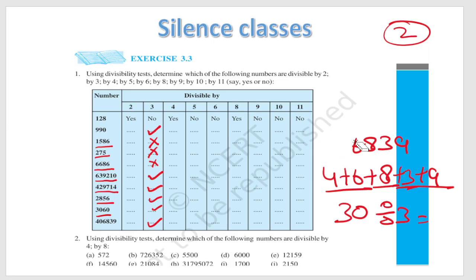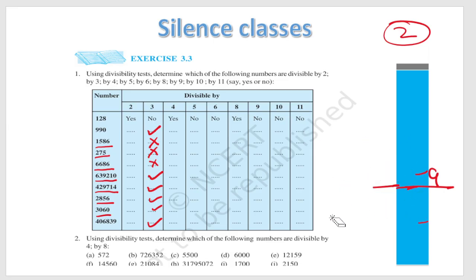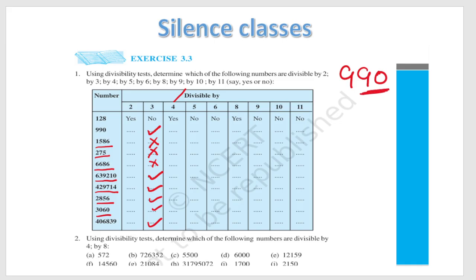Okay, now let's move to question number 4. Next, the divisibility rule of 4. Let's test the divisibility rule of 4. What is the divisibility rule of 4? I have already told you that whatever number is given to you, like 990, you have to check whether the last two digits of the number are divisible by 4 or not.